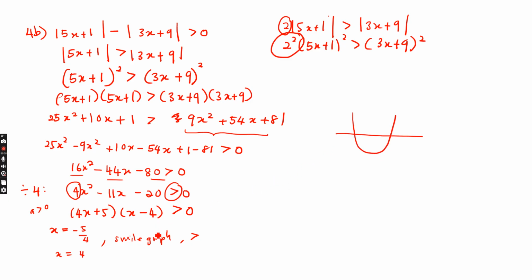Okay, after that here we have greater than sign, so shade outside. And then the roots that we have are negative 5 over 4 and 4. Okay, now this is your answer. The shaded part is x pointing to the left, so x less than negative 5 over 4, or x pointing to the right, x greater than 4. So that is how you solve this kind of question.